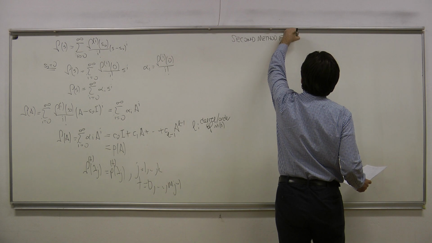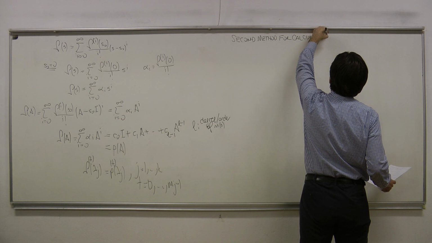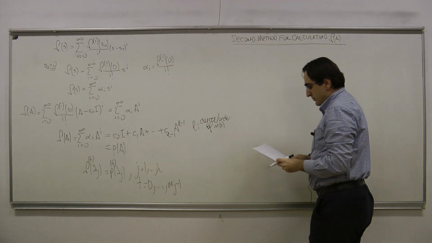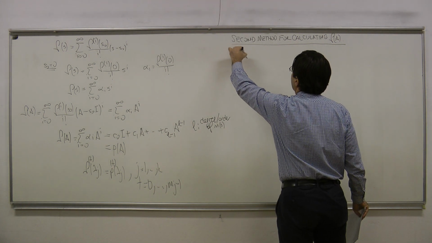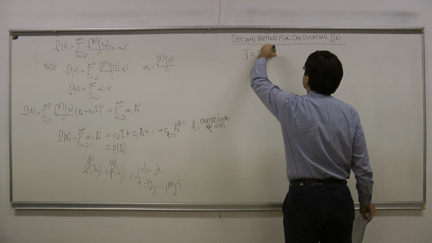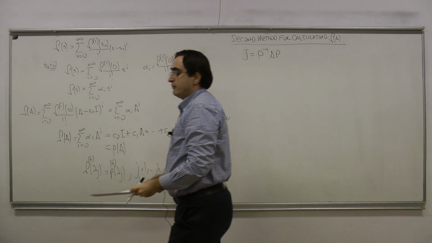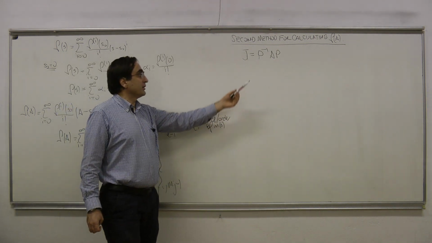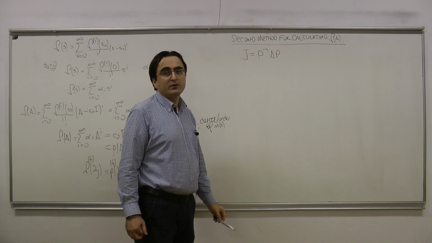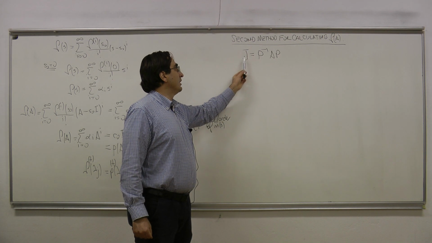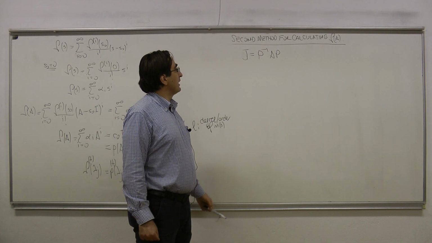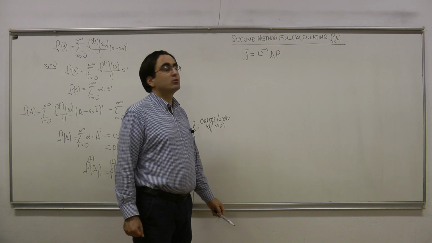Second method for calculating f of A. The second method is going to use the following representation. We know that we can write the Jordan canonical form of the matrix A as J equals P inverse A P. We have learned so far for an arbitrary matrix how to find this Jordan canonical form and how to find a P matrix that would satisfy this equation. So given A, I know J and P. And the second method of calculation of f of A is based on this simple equation.